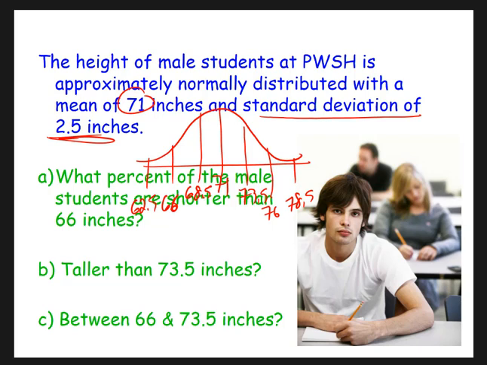Now I'm kind of reading through the ink here. I inked over. What percent of the male students are shorter than 66? Well, 66 inches is right here. We would expect 95% to be within two standard deviations of the mean. So the other 5% is outside of that. It would only split half and half since it's symmetrical. So 2.5% would be down here. Taller than 73 inches, 73.5. 73.5 is right here. Let me get rid of some of this mess. Change color.